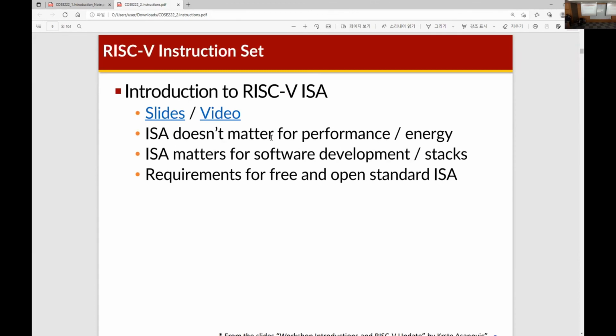So if you are interested, then you can visit this link. Via this link, you can find the slides and videos that introduce the RISC-V ISA.